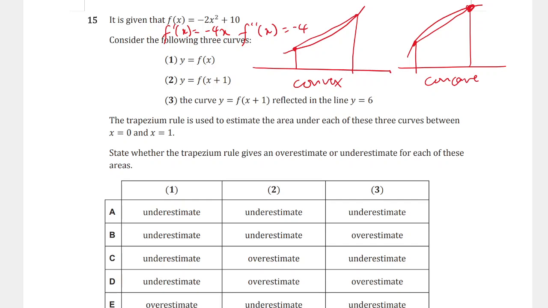So the final answer will be under, over, under, over, then you get B as the answer.